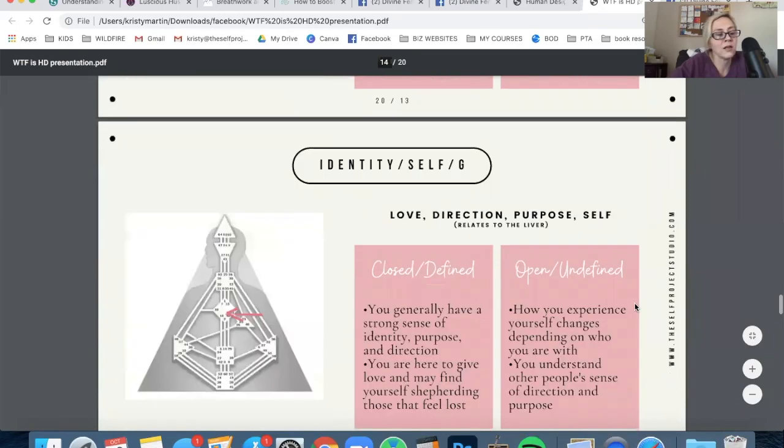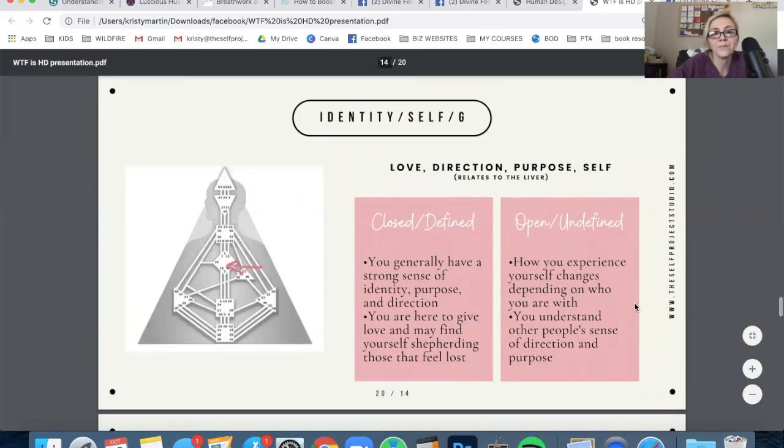I'm rolling along. I know I'm talking for a long time here. So then the middle of the diamond is identity, the self, or the G center. I call it the G center because that's quick and easy. This is all about love, direction, purpose, self. Anatomically, it relates to the liver.